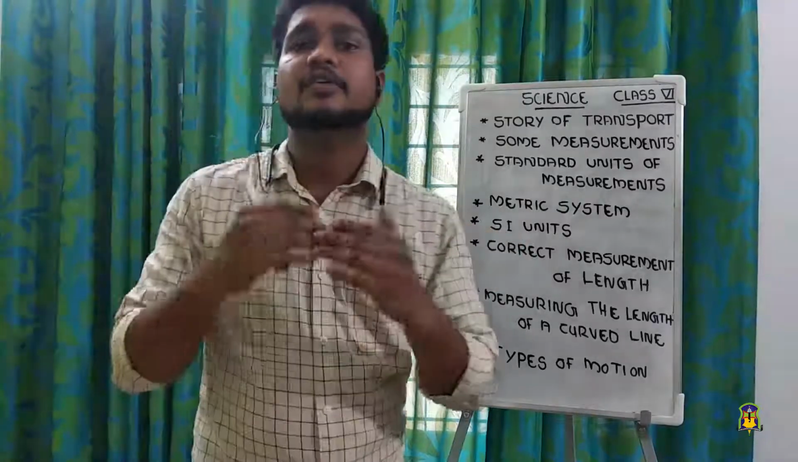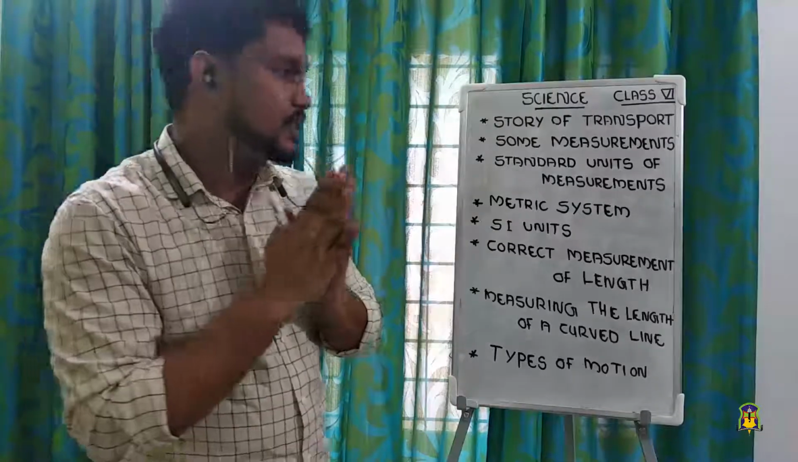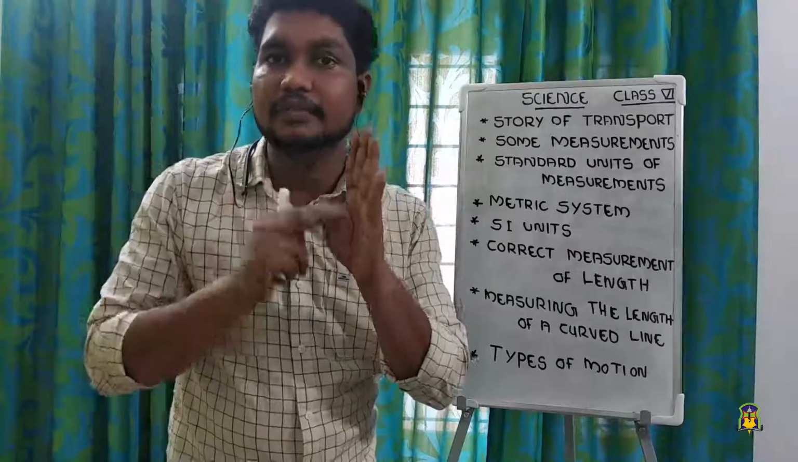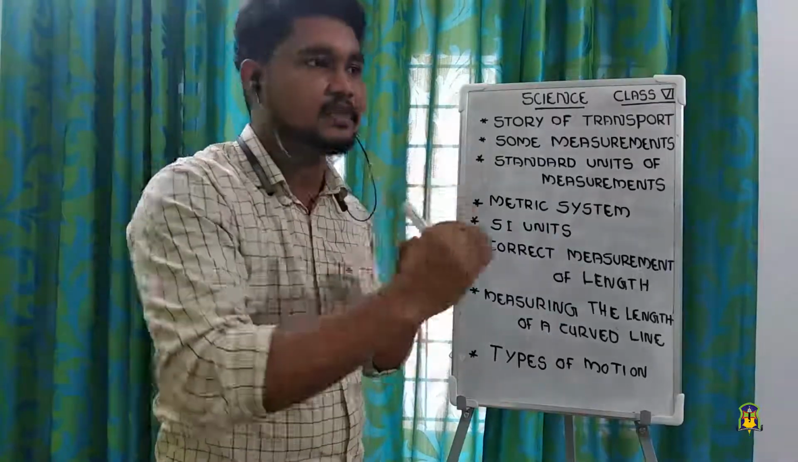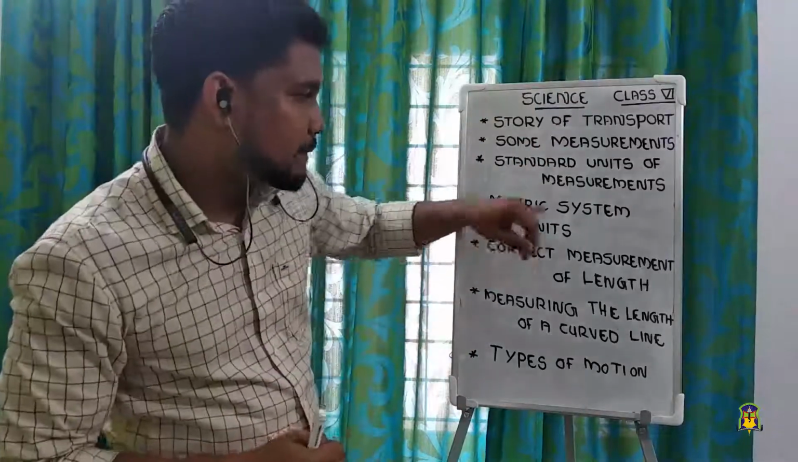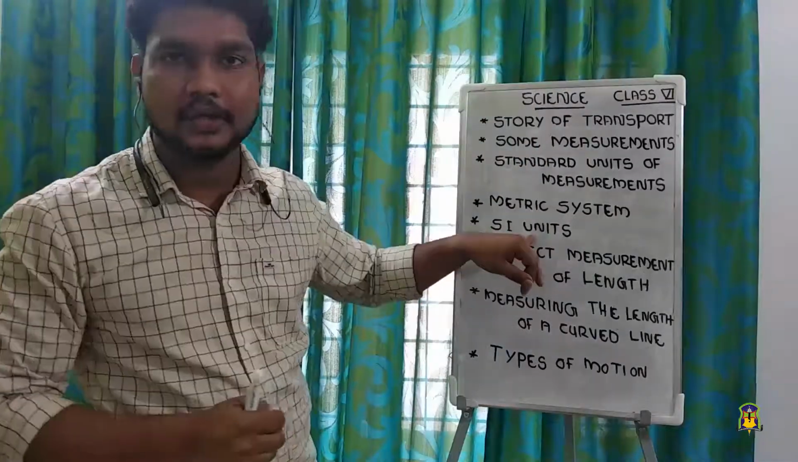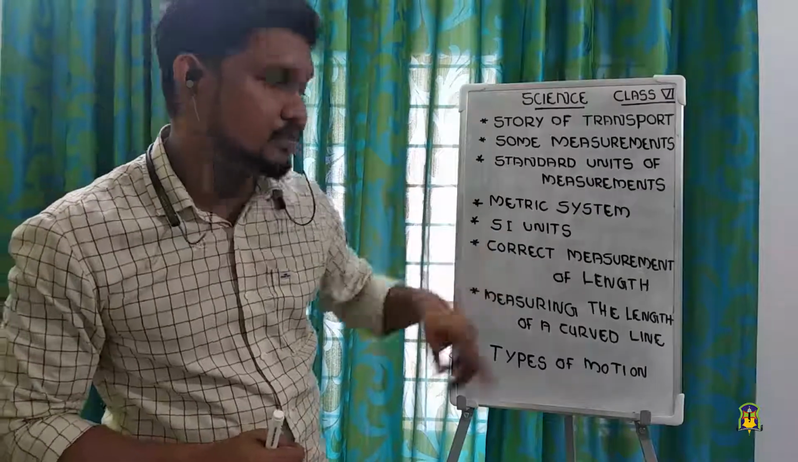For example, we want to measure length, isn't it? Depending upon the length, we can use the millimeter, centimeter and kilometer, depending upon the distance from one place to another place. That is called the metric system and the SI units. Clear? Then after that, the next point, the correct measurement of length.